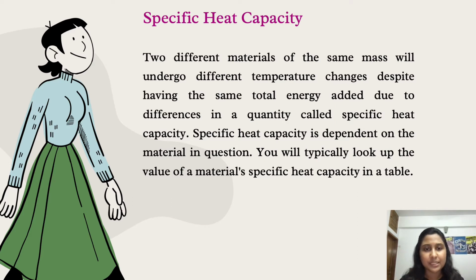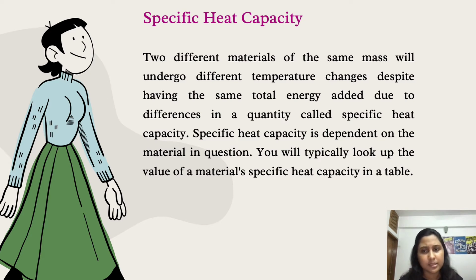Specific heat capacity is dependent on the material in question, and you will typically look up the value of a material's specific heat capacity in a table. More formally, specific heat capacity is defined as the amount of heat energy that must be added per unit mass in order to raise the temperature by a degree Celsius. The SI units for specific heat capacity, usually denoted by C, are J per kg K.